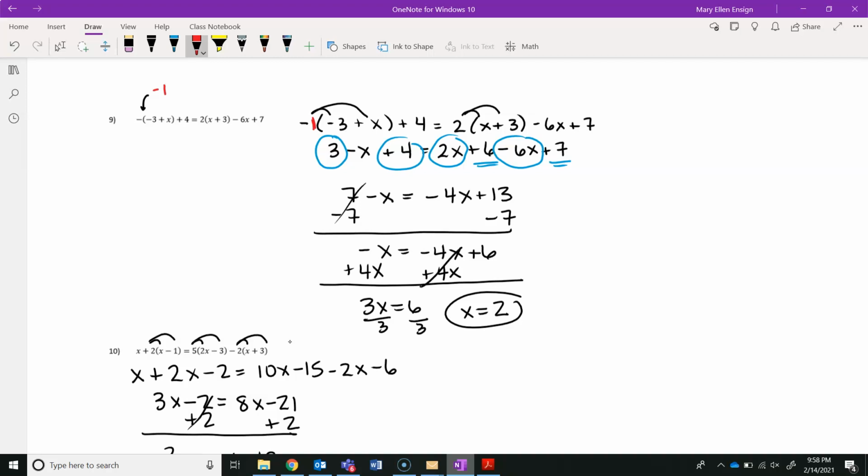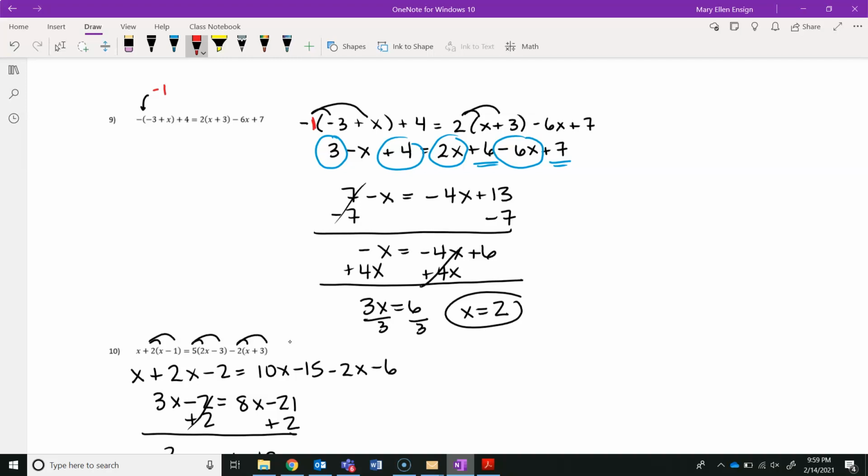So I distribute there, and I distribute the 2. So negative 1 times negative 3 is 3. Negative 1 times x is negative x plus 4. We have 2x plus 6 minus 6x plus 7. So then we combine like terms. On the left side here, I circled the constant numbers that can be combined. On the right side, I circled the x's and then I underlined the numbers. So 2x minus 6x is negative 4x, 6 plus 7 is 13.